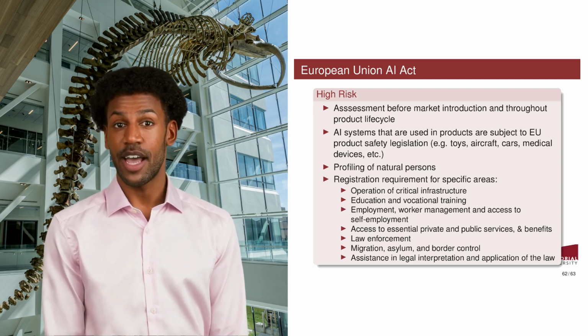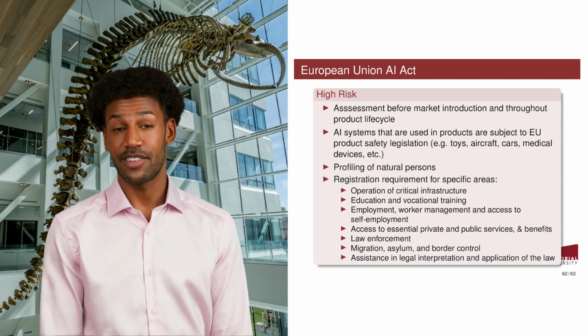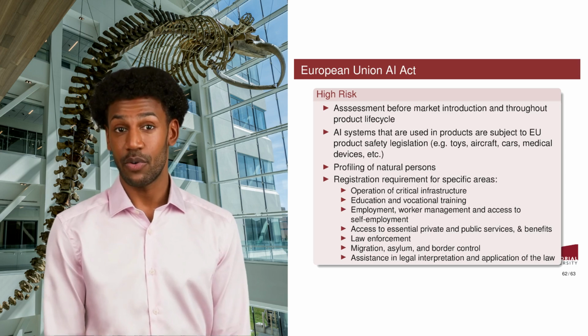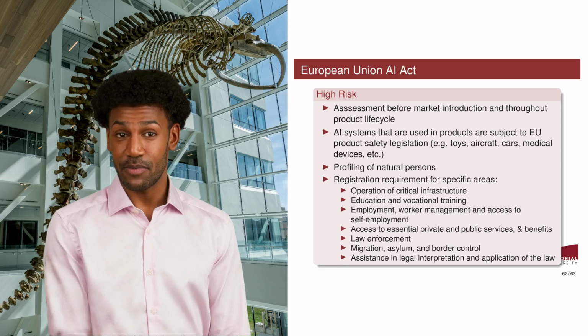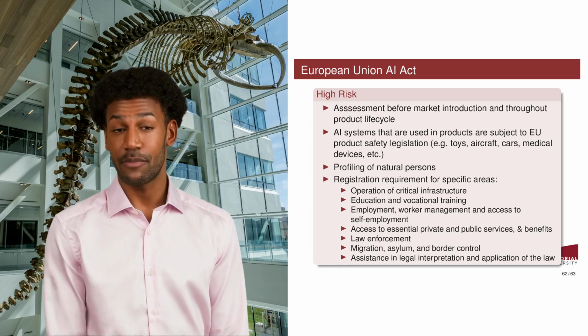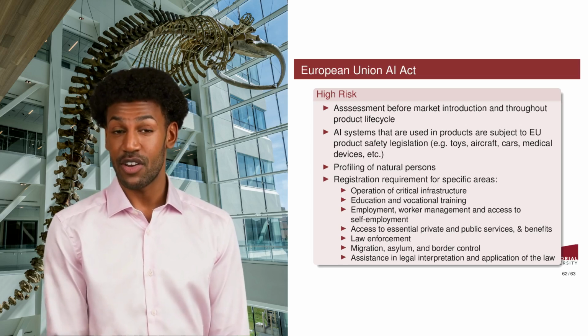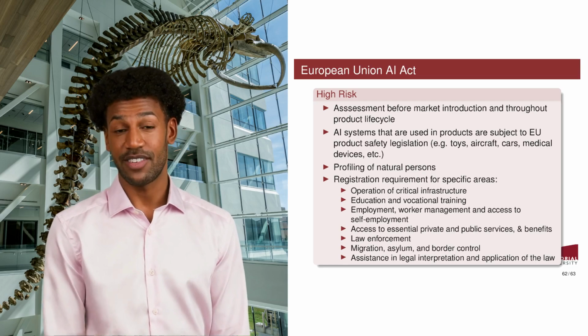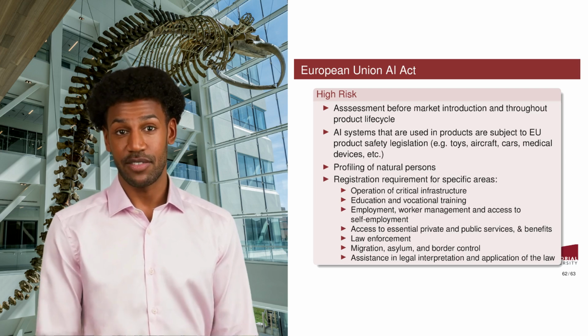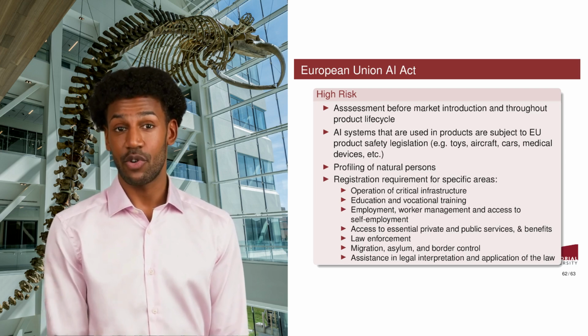The latter would capture the so-called gig economy companies like Uber, access to essential private and public services and benefits, law enforcement, migration, asylum and border control, assistance in legal interpretation and application of the law. Additionally, AI systems that are incorporated into products governed by EU product safety regulations, toys, cars, medical devices, etc., are also considered high risk, but do not have a registration requirement.